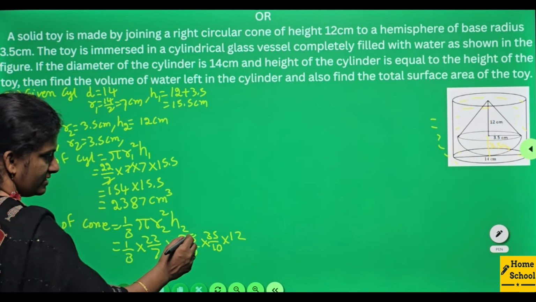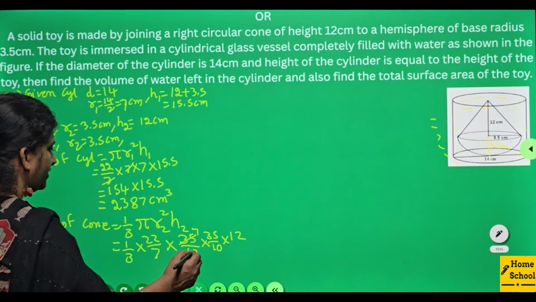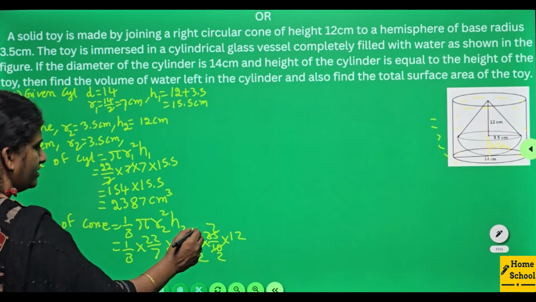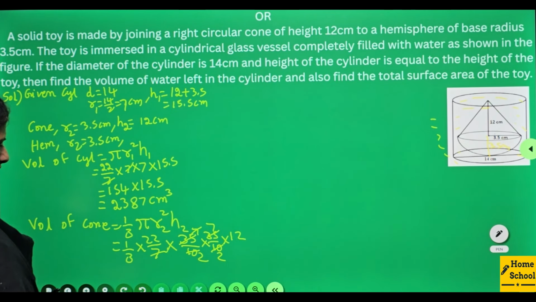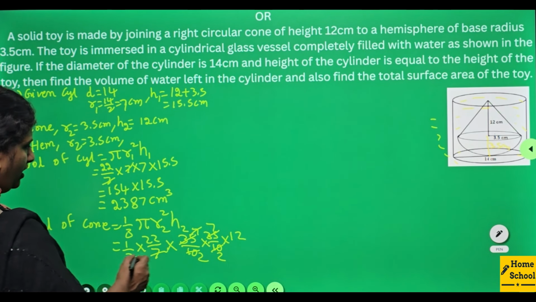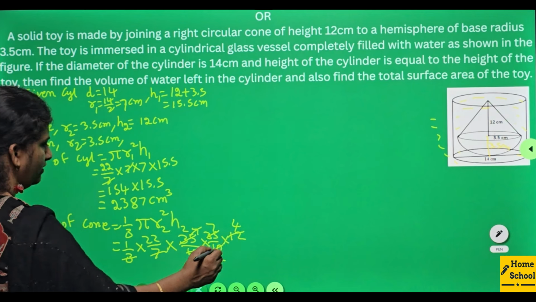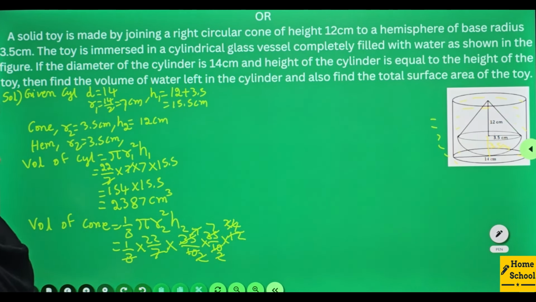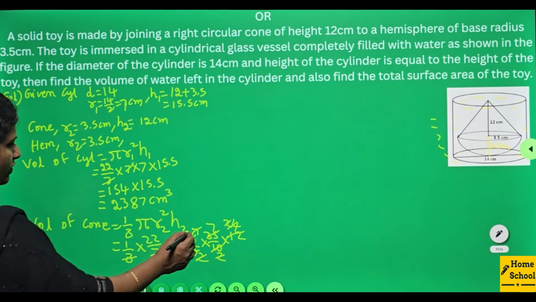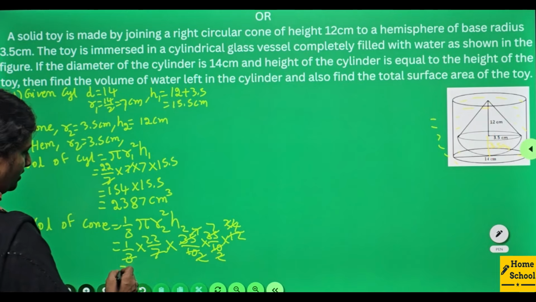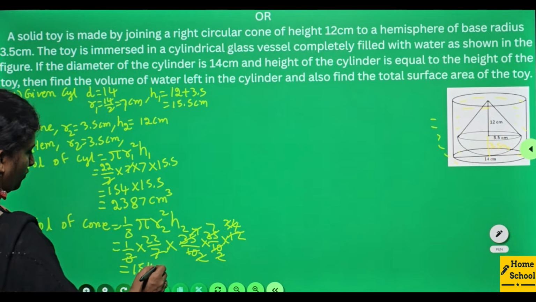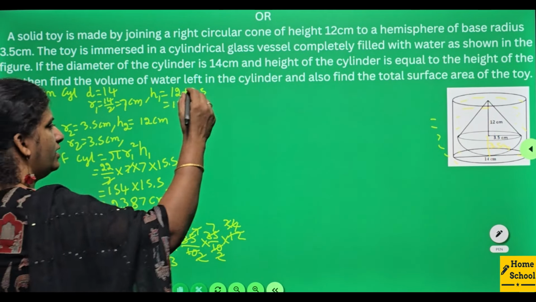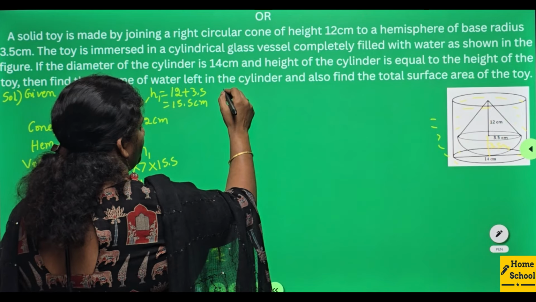Easy to cancel, children. 5 7s are 35, 5 2s are 10, 7 cancels, and then 3 4s are 12, 2 2s are 4 and this 2 cancels, and here we are left with 22 into 7, that is 154 centimeter cube is the cone volume. Next let us go with the hemisphere.